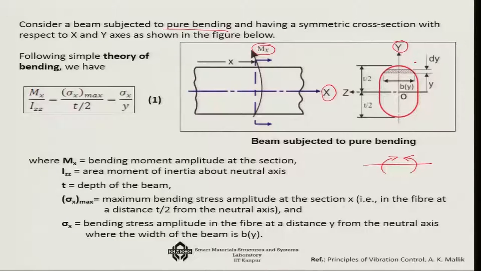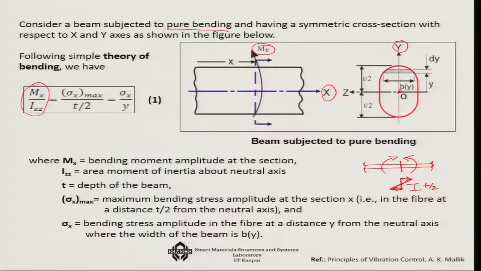Now, for this type of case, we have to keep the simple theory of bending in mind, and that is Mx over Izz, where M is the bending moment and Izz is the area moment of inertia about the z axis, which is perpendicular to the plane here. So, Mx over Izz is nothing but sigma x max over the distance. Basically, if some cross section is subjected to pure bending, like this beam and this section, then in that section a completely equal and opposite stress distribution about the neutral axis will take place. And this distance is actually half of the thickness.